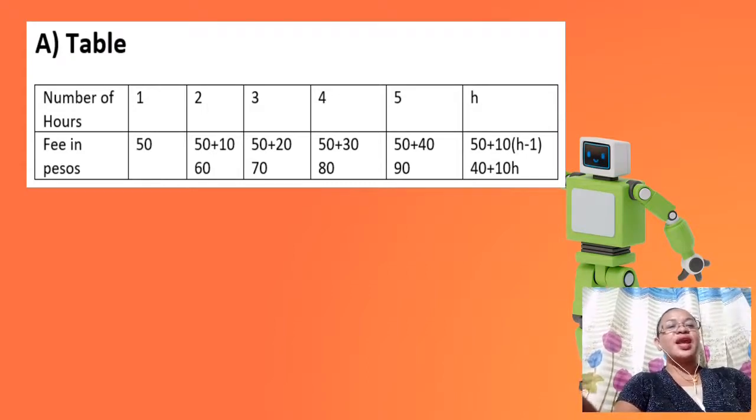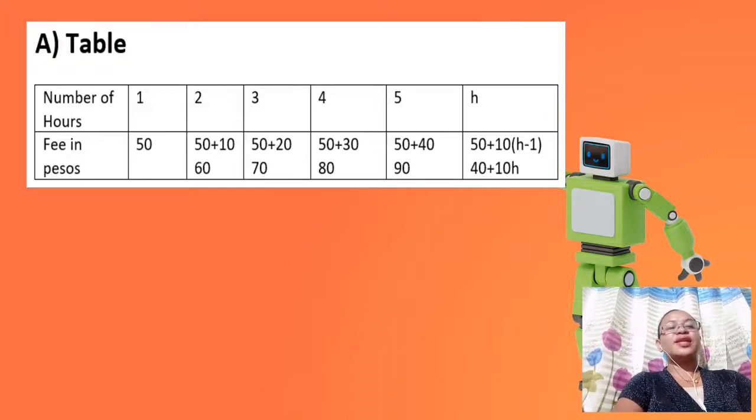So the first part of the table is the number of hours. So for the number of hours, we have 1, 2, 3, 4, 5, and then h. We represent this with a variable because there are many numbers of hours. There is no fixed value of that. So the value varies. That is why we use a variable for that quantity. And then we have here the fee in pesos.